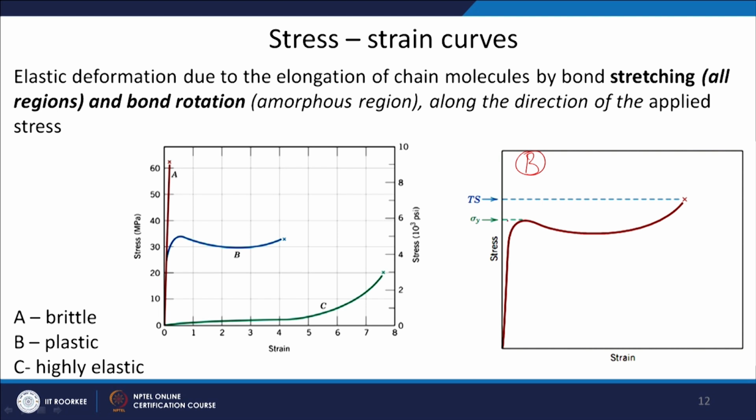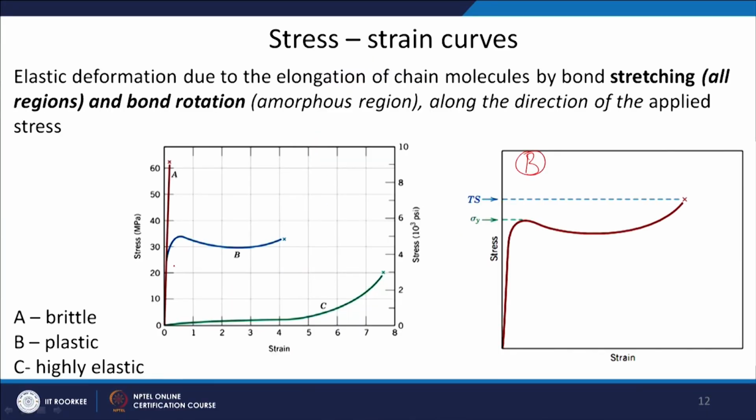Then you have the yielding of the polymer, and then you have the plastic deformation and the maximum stress at which the polymer will fracture. So, this is a typical polymeric stress strain curve for a polymer which shows plastic deformation.